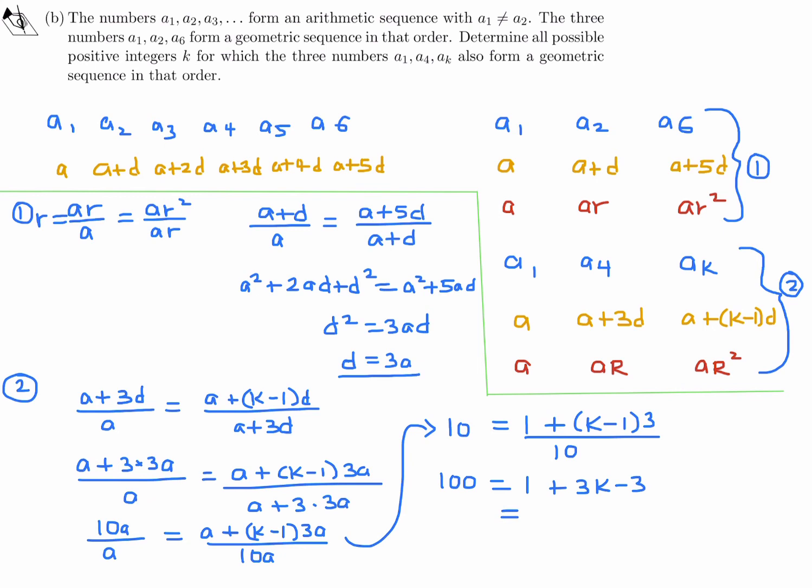So 100 minus 1 is 99, plus 3 is 102, which is equal to 3k, and dividing through by 3, k is going to be 34. That's what they wanted, right? Determine all possible integers k. Well, the only value is 34, and I hate it when they put "all," because that makes you think that there must be so many more. But in this case, there's only one possible value of k, and that value is 34.